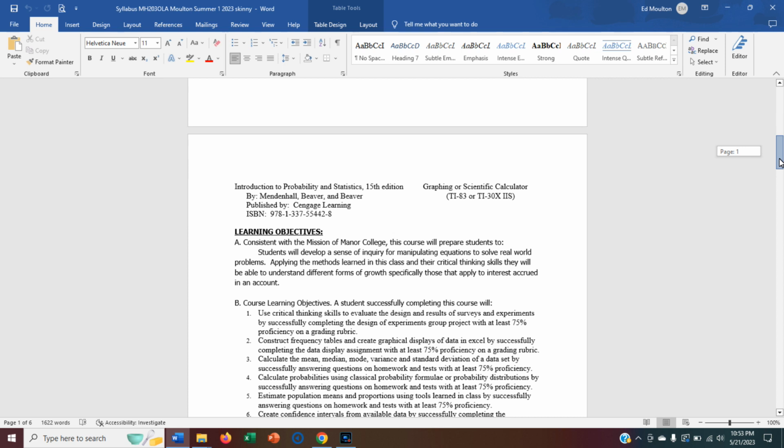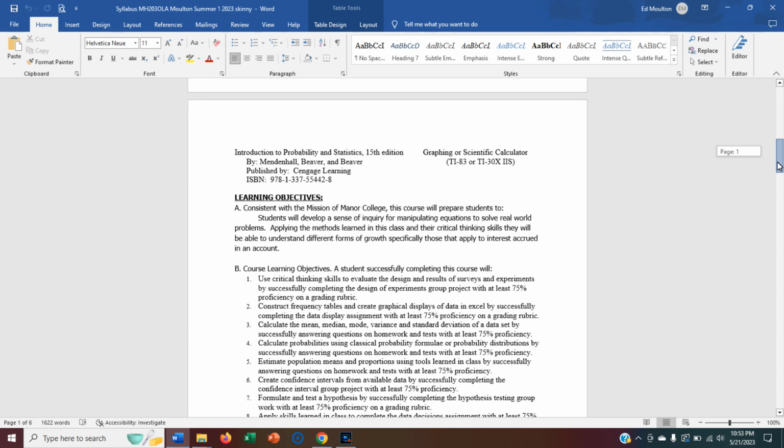You do not need the book. There is a link to the ebook if you want to see any of the pages from the textbook, but there is no need to purchase the textbook.